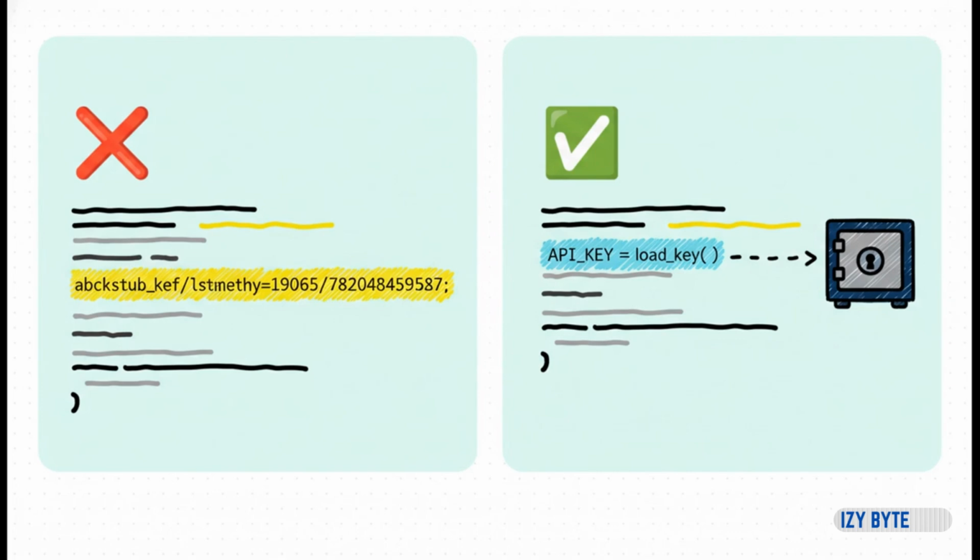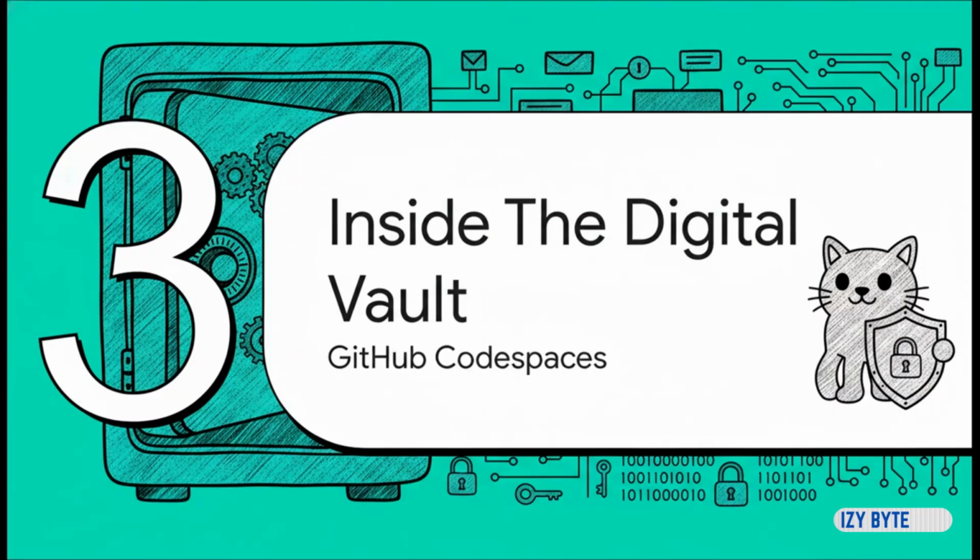In the careless example, the API key is just sitting there, written right into the code for anyone to see. That's a huge security risk. But the secure method is different. The code doesn't contain the key itself. It just references a variable that securely pulls the key from a completely separate, safe location. Okay, so that's the problem. How do we actually create that safe place?